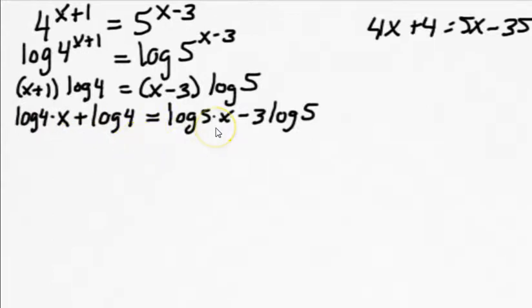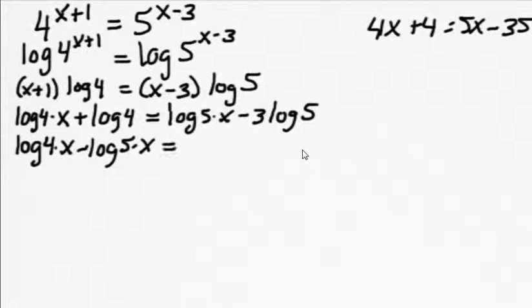Now what I want to do generally when I'm solving for x is get all the terms with x on one side of the equation and all the constant terms without an x on the other side. So I'm going to subtract log of 5 times x from both sides, and I'm going to subtract log of 4 from both sides. So I end up with log of 4 times x minus log of 5 times x equals negative 3 log of 5 minus log of 4.